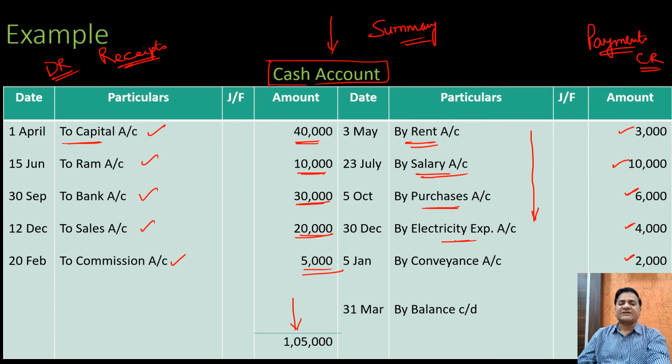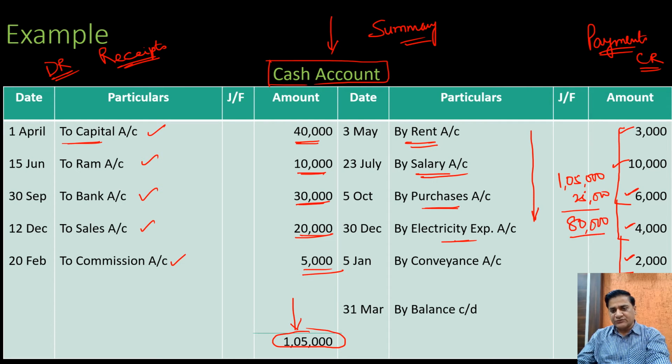Summary of all the cash receipts and cash paid. In other words, I have received 1,05,000, of which I paid 10 plus 3 is 13, plus 6 is 19, plus 4 is 23, and 2 is 25. So out of 1,05,000 I have paid 25,000, which means I am left with 80,000 of cash in my balance.